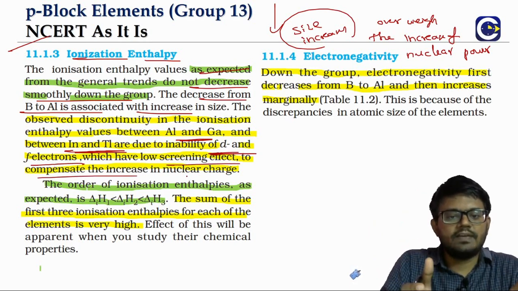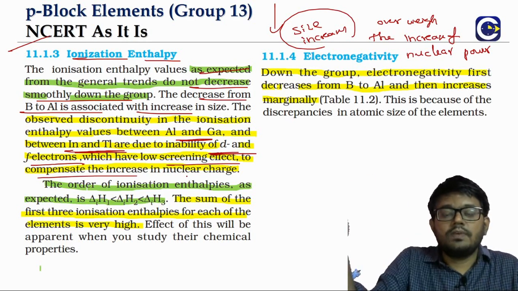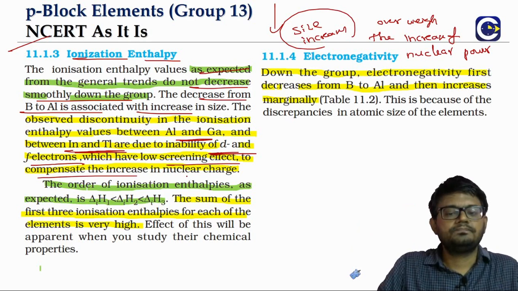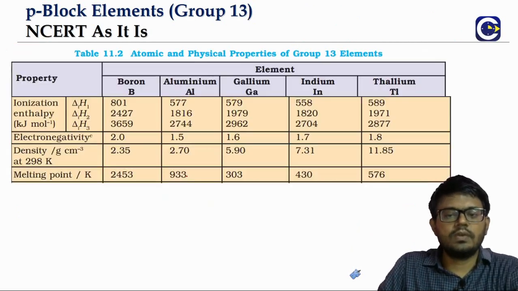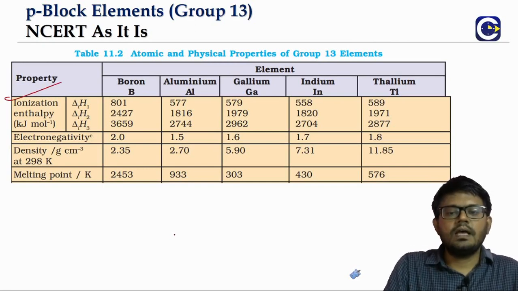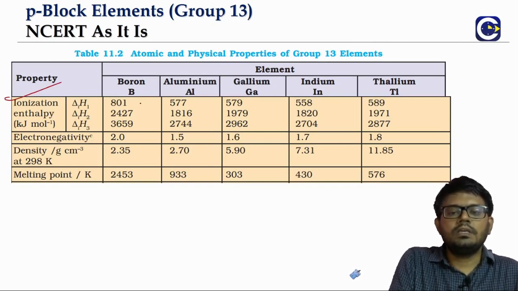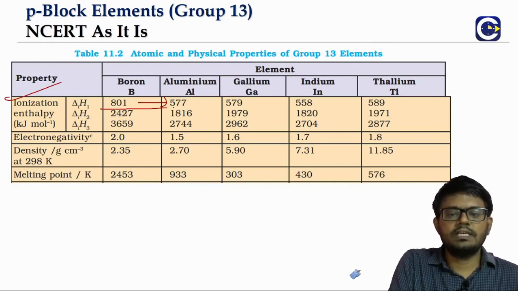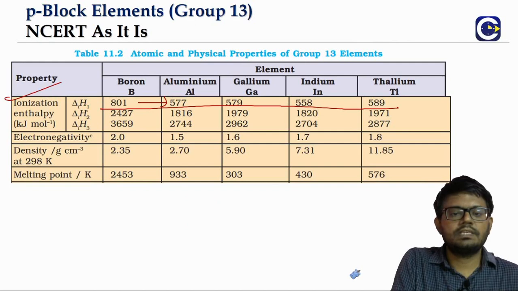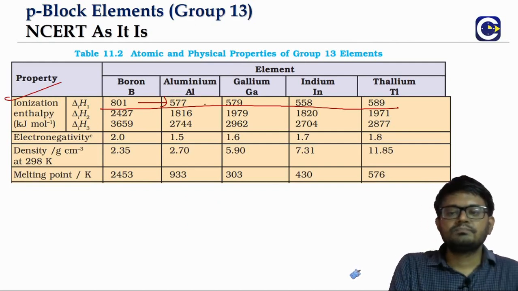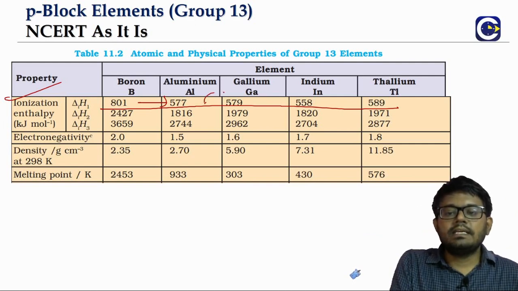Due to the low screening effect, what happens? The outer electrons will be under more strong influence of the nucleus. So we can look at the values itself. Look at the values. The ionization enthalpy, as you go from boron to aluminium, it is what? Decreasing. So first we will analyze only the first ionization enthalpy. Boron to aluminium, it is decreasing. But aluminium to gallium, it is an increase.